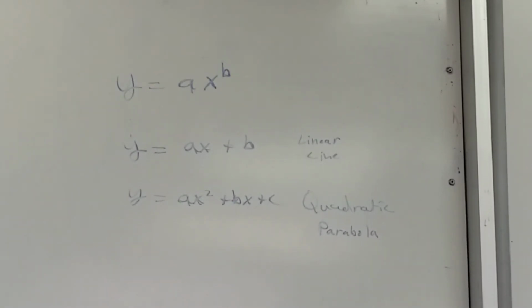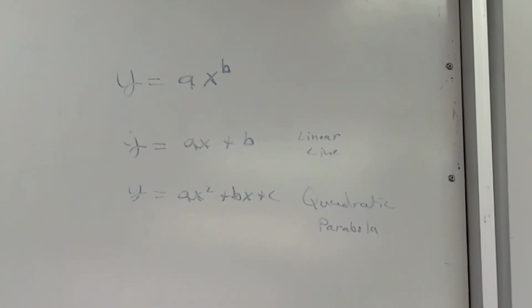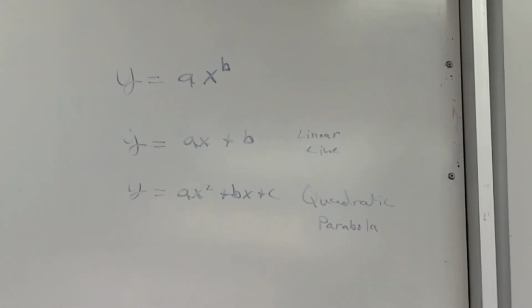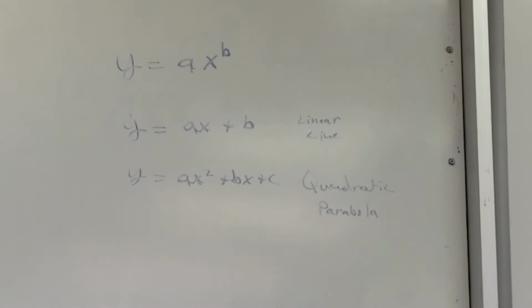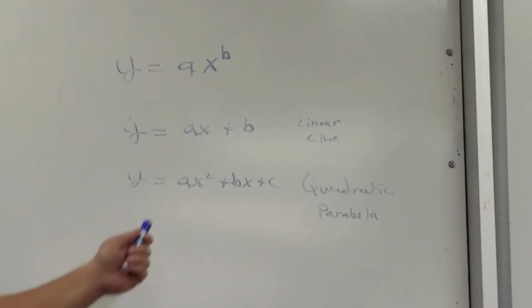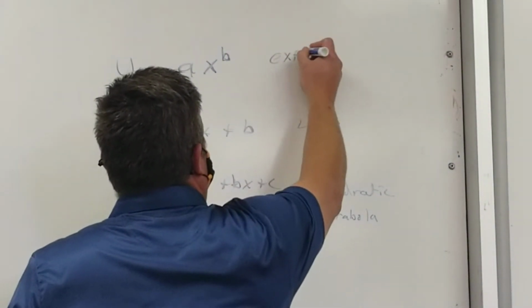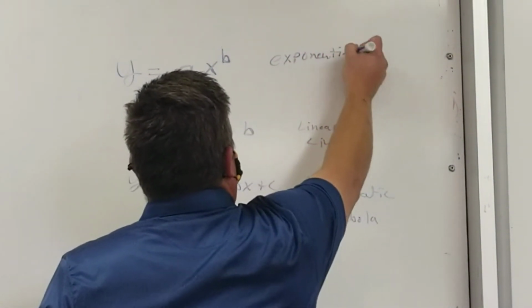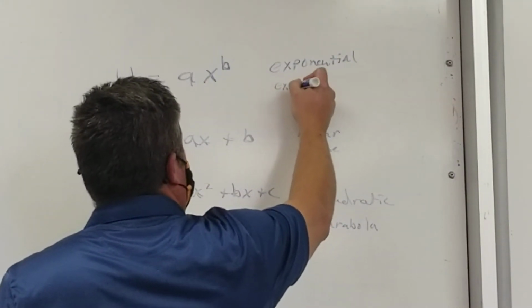Parabolic? No, it's not. Parabolic is the bottom one because it's to the second power. I guess if your b was to the second power, that would be a parabolic. You see what I mean? But usually this isn't going to be to that. What's this one going to be? This is called an exponential equation, and this will have what we call an exponential curve.